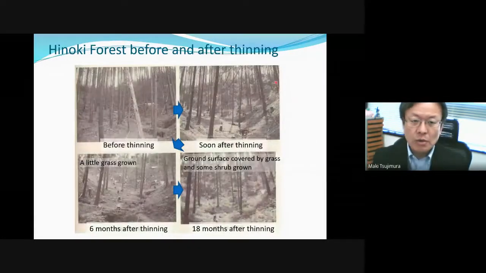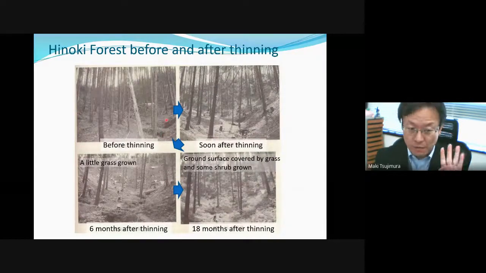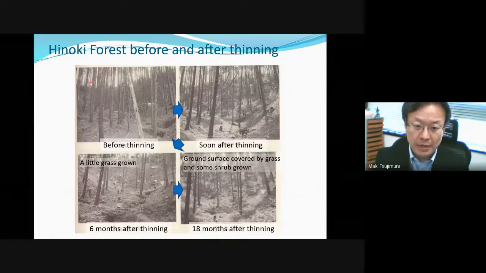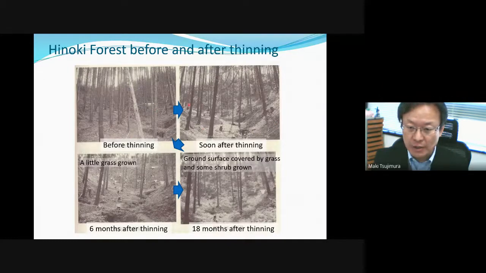Okay, so the photographs show here four photographs now. Before thinning here, this is a hinoki forest, Japanese cypress. There are a lot of hinoki and no shrub, no grass on the ground surface here. And soon after thinning here, on right up, not yet a clear change. However, radiation reaches the ground surface.